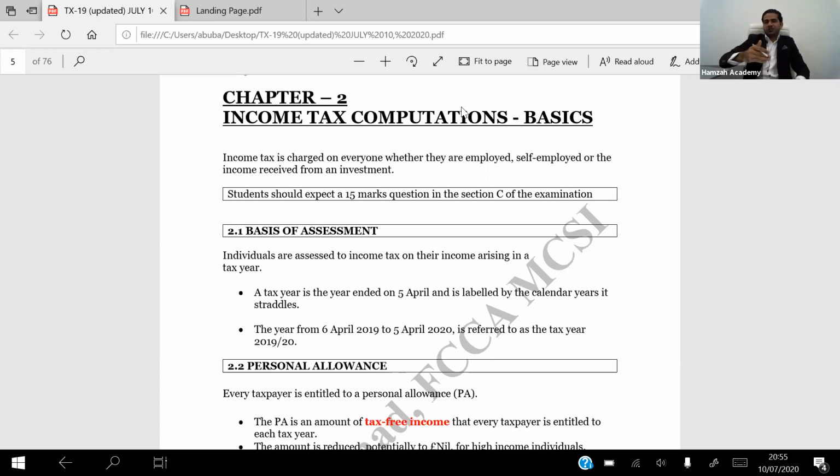one of the questions in your section B of 10 marks each, or maybe one of the questions in your section C, in combination with something else. Let's just say capital gain tax. Let's just say with an inheritance tax. Okay, so this is very important.